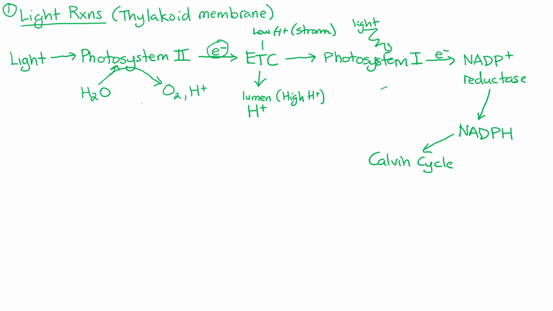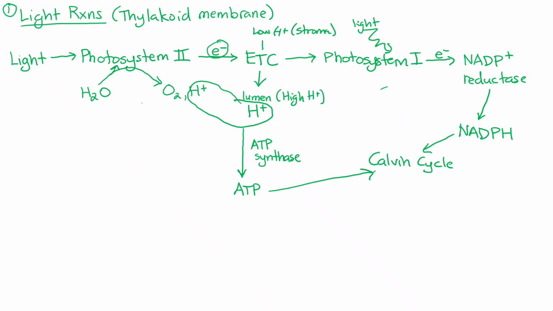So all of this is happening. Guess what? This part is also happening. High hydrogen concentration from the lumen diffuses through ATP synthase to create ATP, which also goes to the Calvin cycle. So we have completed the light reactions.